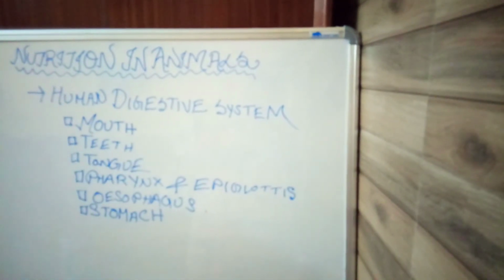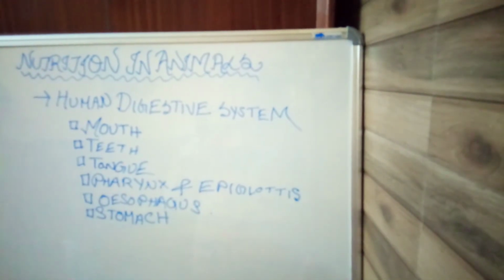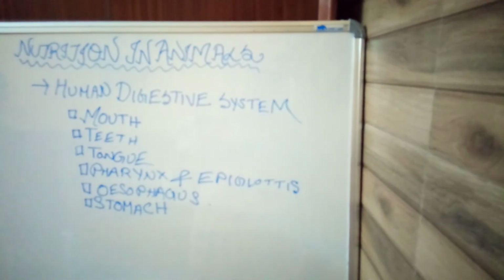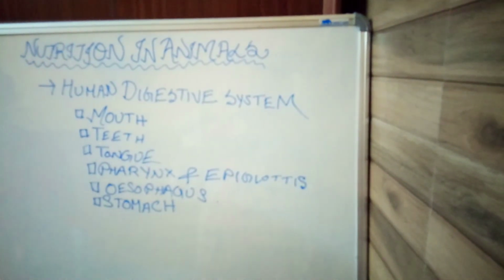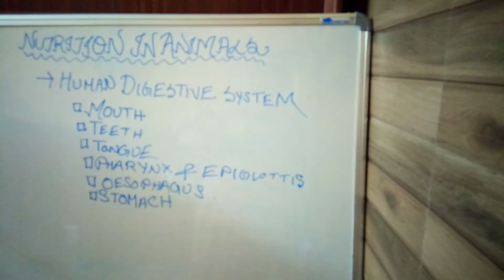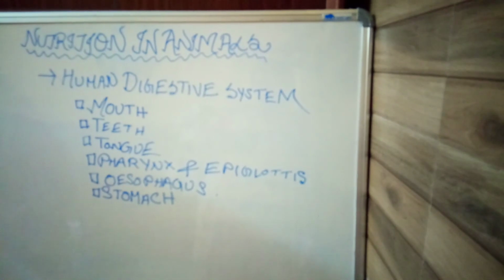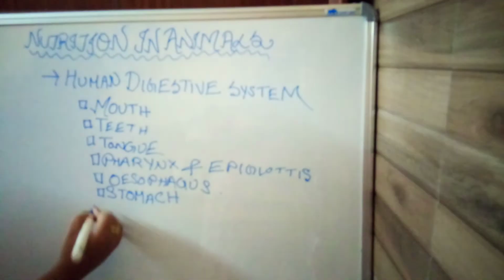Strong muscles of the stomach also churn the food vigorously and help in digestion by mixing it with digestive juices. The food which has not been completely digested is called chyme. A question can come: what is chyme? Now we will read about the small intestine.